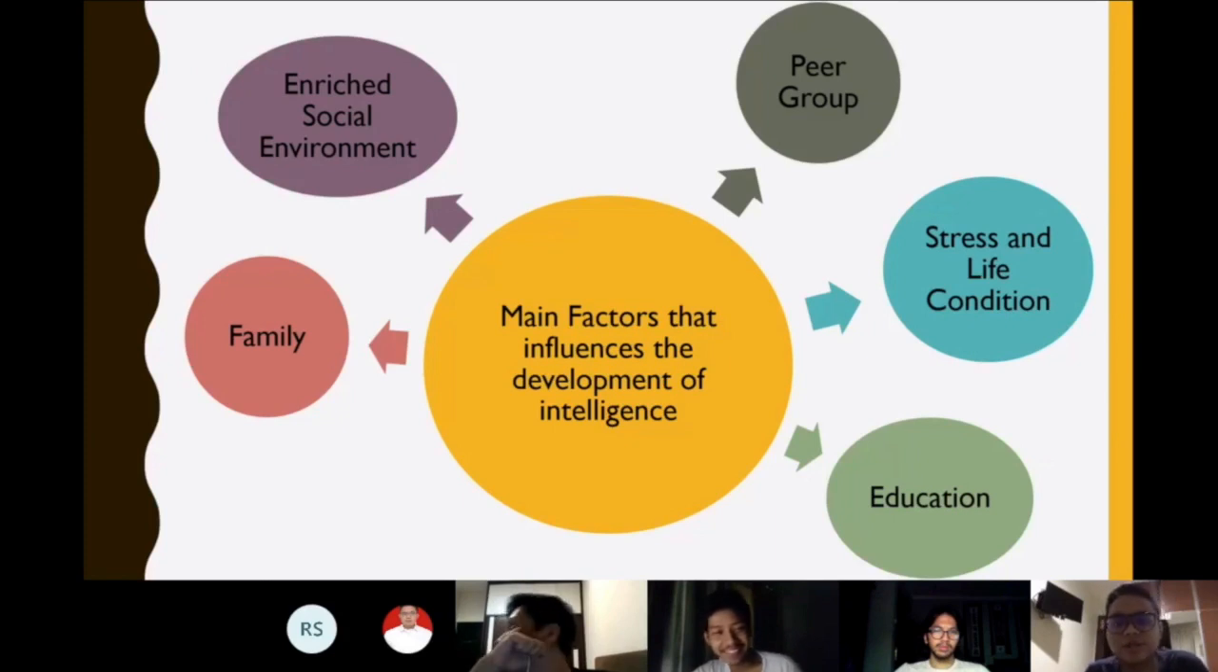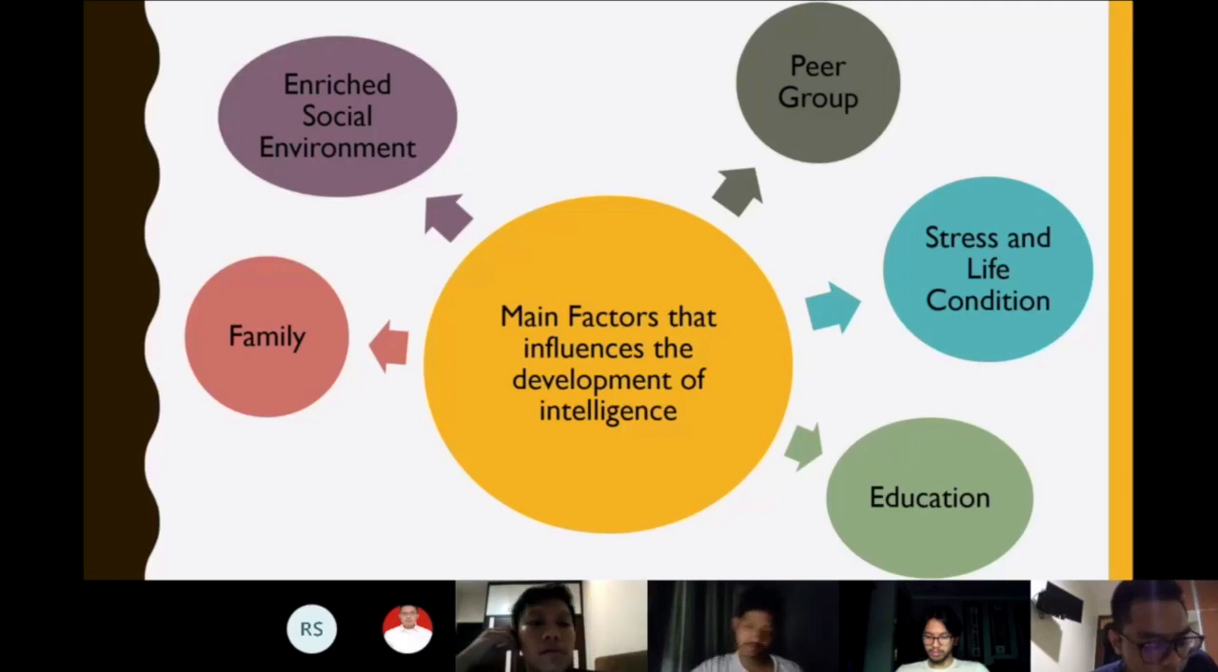And these are the factors that can influence the development of intelligence. The first one is peer group. Peer group can impact the development of intelligence through the stereotype associated with that group. For example, females who were told that women are worse at chess than men performed worse in a game of chess than females who were not told this. And the second one is stress and life condition. This can be very important to our mind and perspective. Stress during early childhood may also affect child development and have negative consequences on the neural system underlying fluid intelligence.